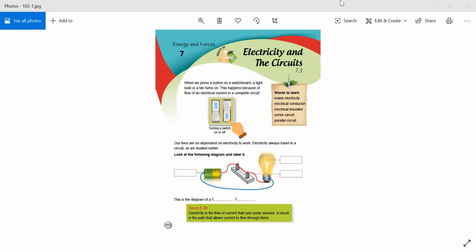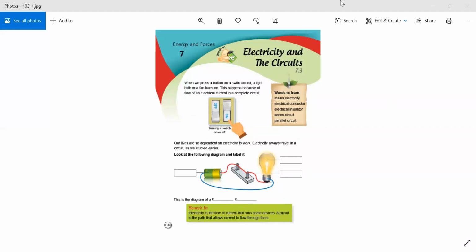Okay, students, whenever you see a switchboard, if you turn it on, what happens? The bulb or a fan turns on. And why does this happen? Because of the flow of an electric current. It is present in a complete circuit. As there is a circuit, and because of the flow of an electric current, we can switch on the electrical appliances as well, and we can switch them off as well.